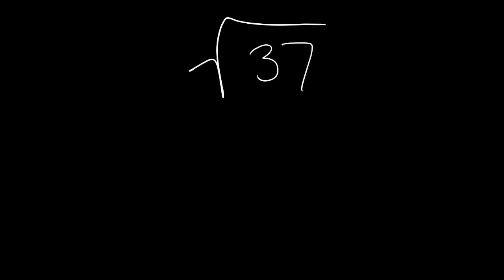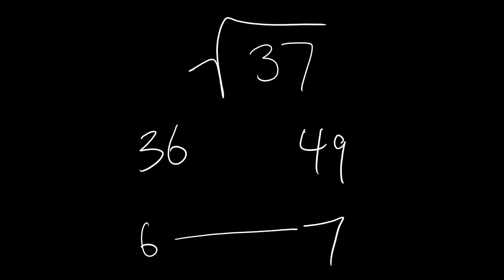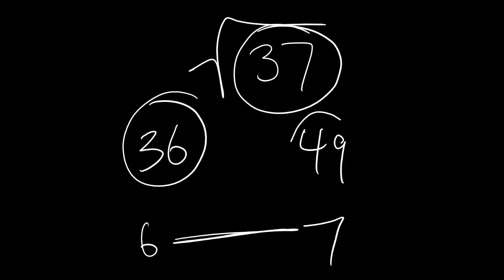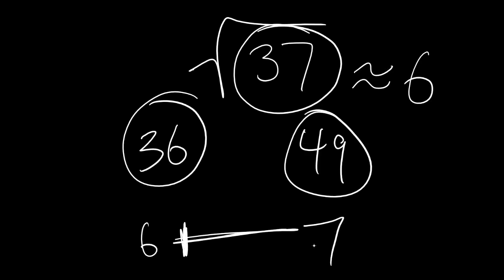However, it's in between two perfect squares. In this case, 36 and 49. 37 is in between 36, which is 6 squared, and 49, which is 7 squared. So it's in between 6 and 7. It's somewhere in between these two numbers, the square root of 37. So now we just got to look at which one 37 is closer to. Is 37 closer to 36 or 49? If you said 36, you'd be correct. It's closer to 6. So we can estimate the square root of 37 to be about 6.